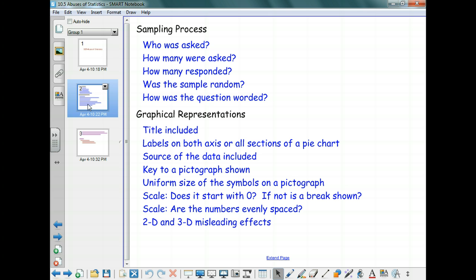How many did they ask? Because if you asked 5 people on OBU's campus, I don't think that's a fair representation. So how many people did they ask? That's a big deal. How many responded? Because also, you've probably had this experience, or your parents have, when they send you a survey in the mail, a lot of people don't respond, right?